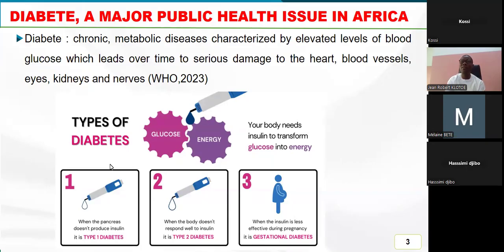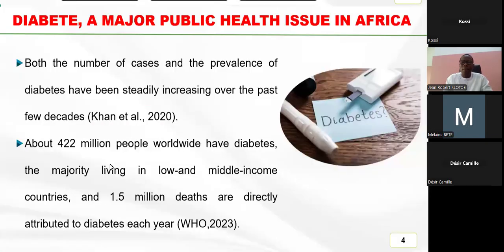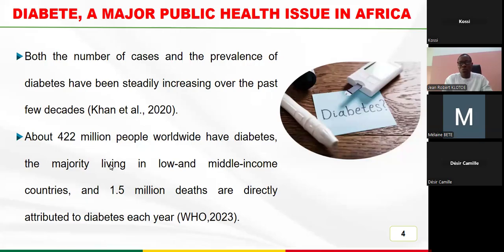So the type 1 is genetic. The type 2, which is the adult diabetes, is due to the resistance of the receptor to respond to the insulin. And we have also gestational diabetes. But in all cases, the issue is to reduce the level of glucose in the blood.